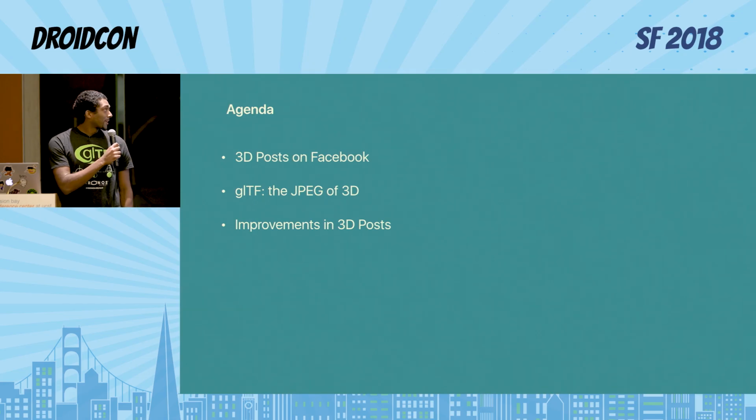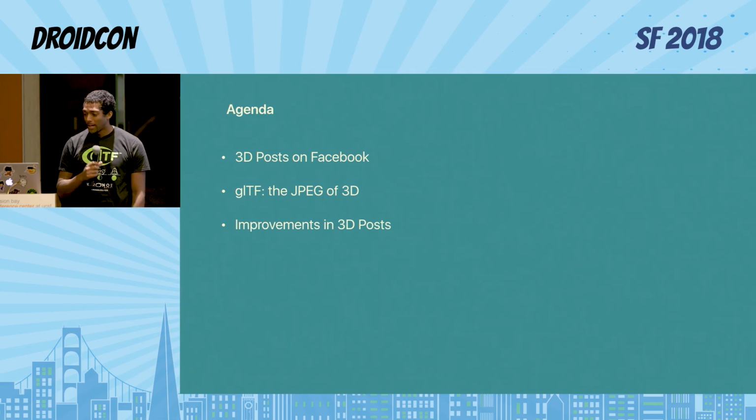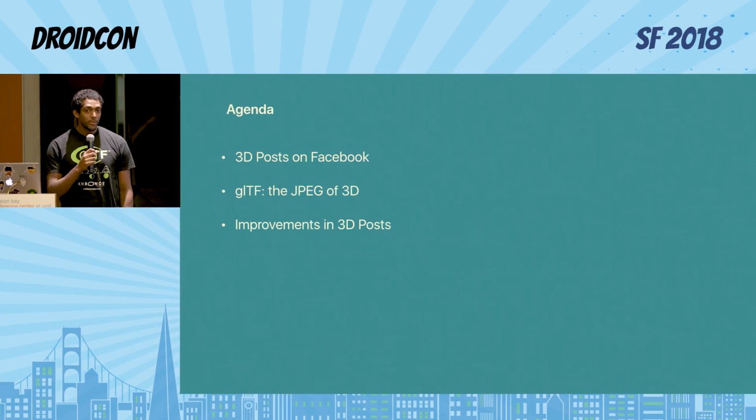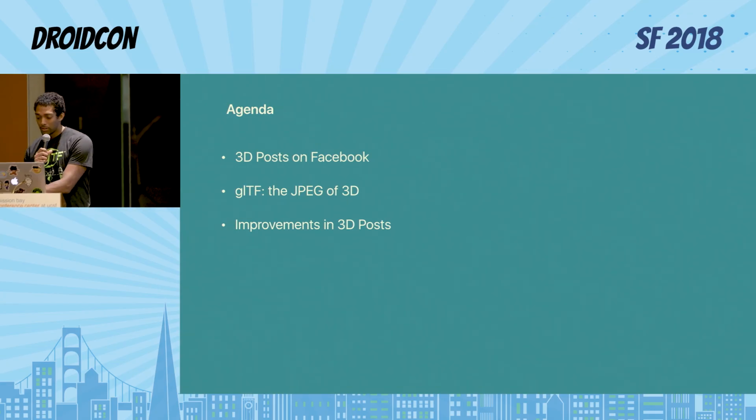So we're going to start by talking about 3D posts on Facebook, and then we're going to go into the details of the glTF format, which we like to call the JPEG of 3D. And then I'm going to talk to you a little bit about some improvements that we're making in 3D posts.